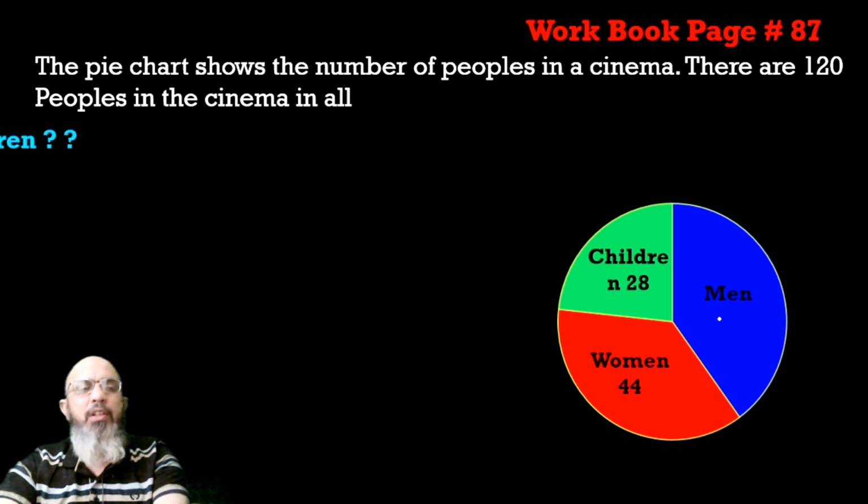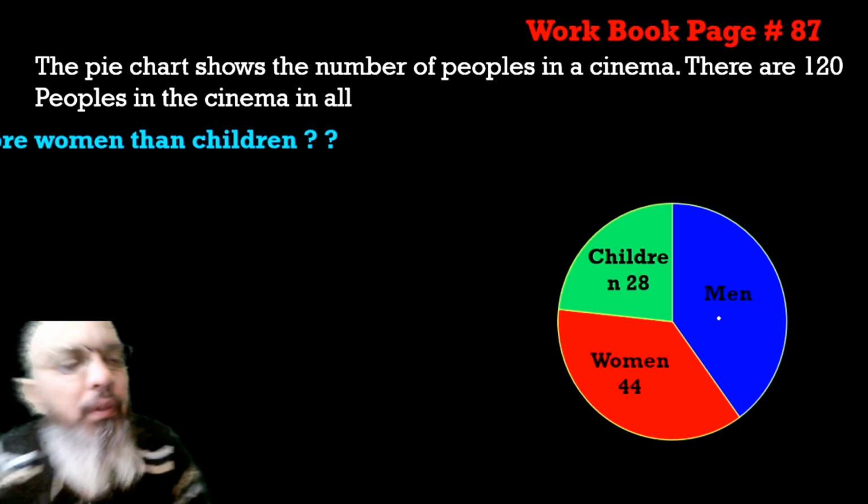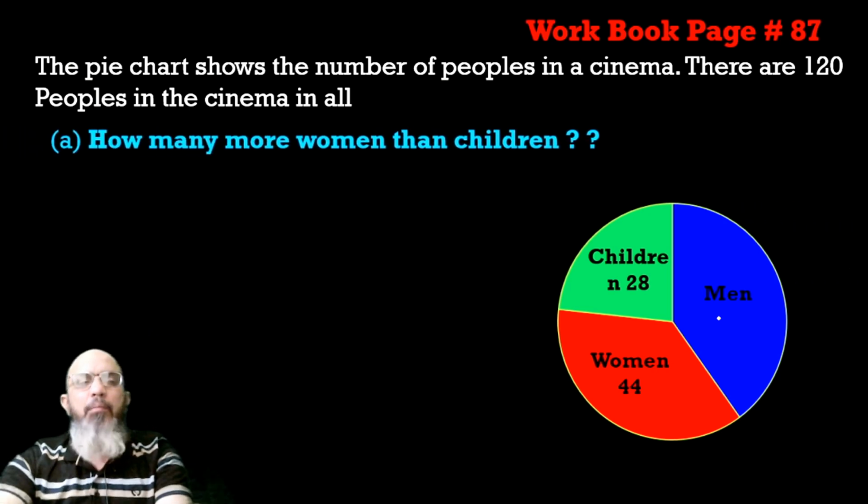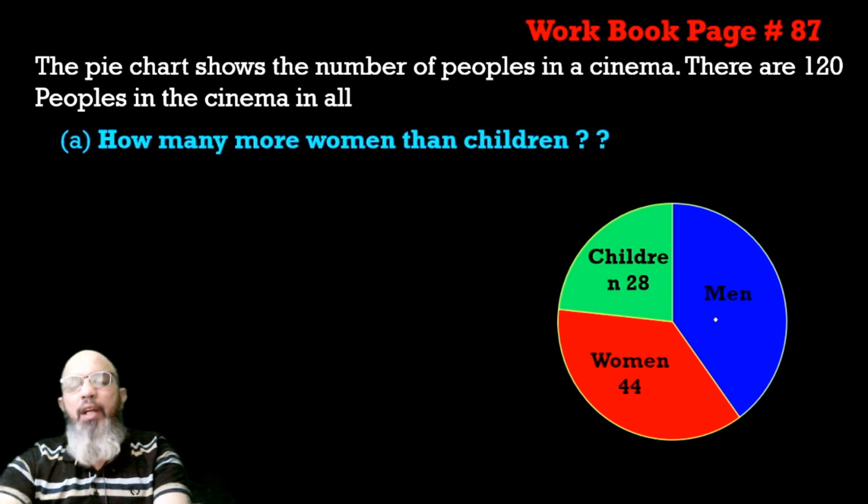So let's see what is the question there. How many more women than the children? Very easy. 44 minus 28. So it means 16 women are more than the children.